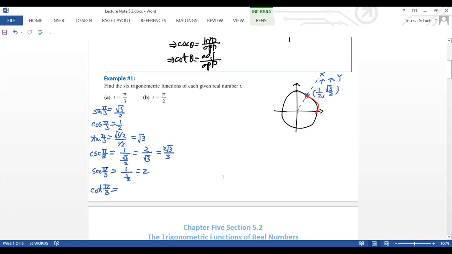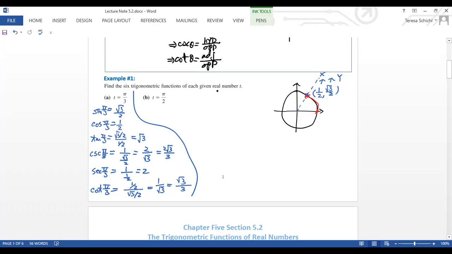Then the cotangent pi over 3. What is cotangent pi over 3? Cotangent is x over y, right? So it's 1/2 over square root of 3 over 2. When you do that, this is 1 over square root of 3. Now you can rationalize the denominator, which gives you square root of 3 over 3. Okay, so this is part A here.